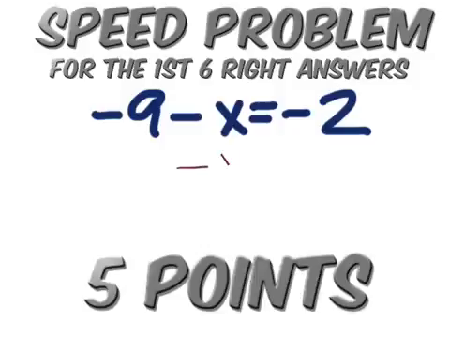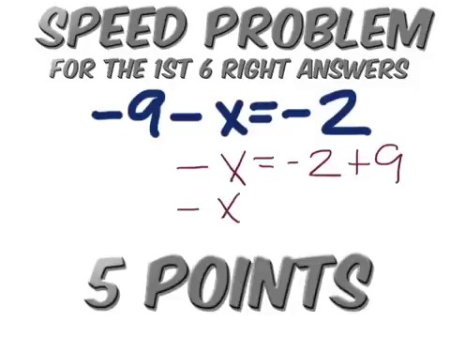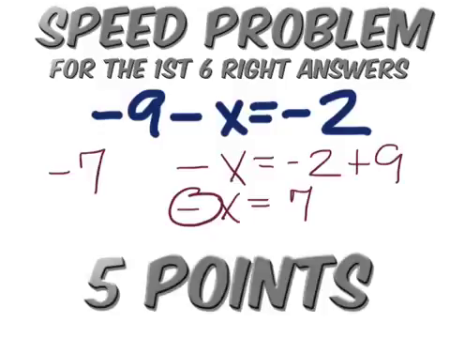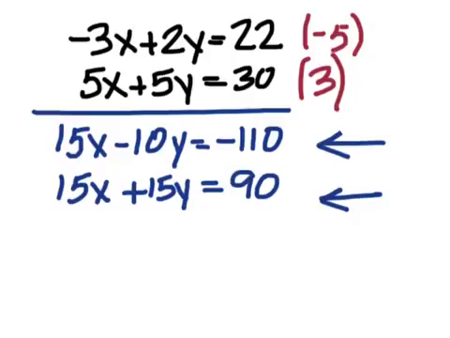This one is negative x equals negative 2 plus 9. So divide by negative 1 to get a negative 7. The second equation is 15x plus 15y equals 90. If you have that, come up and show me.